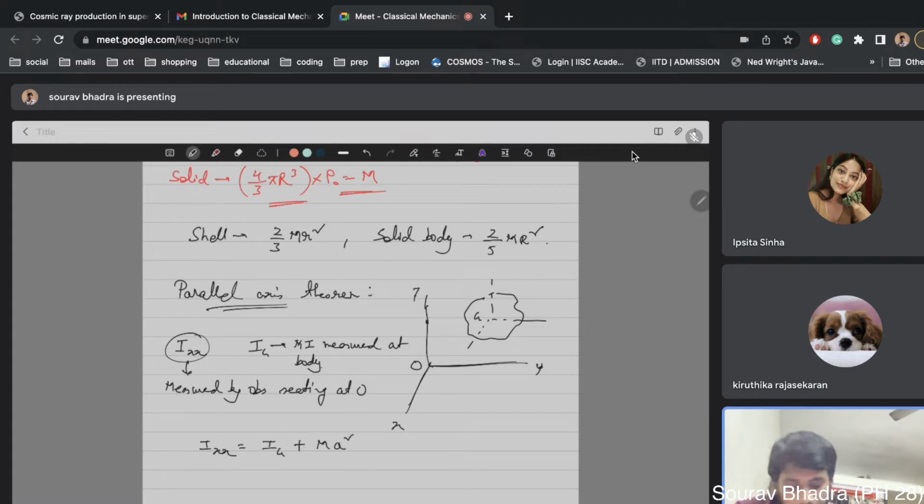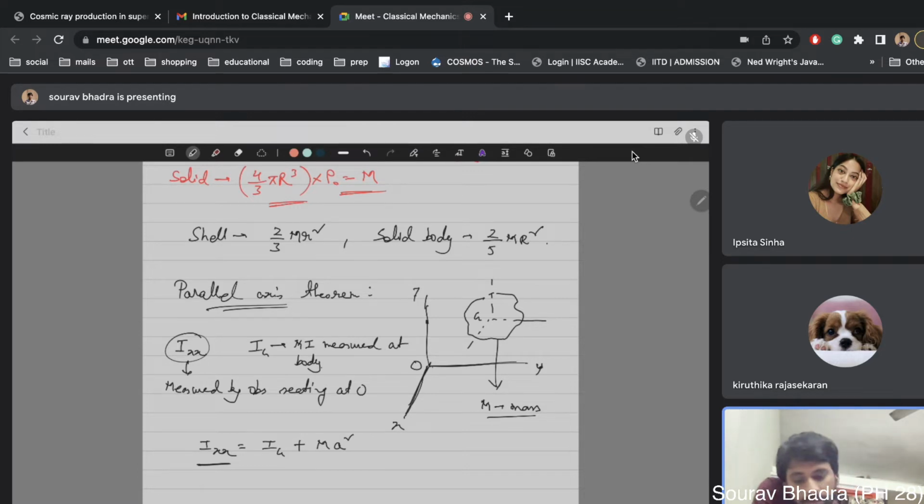So what is m? M is actually the total mass of the body, and a is the distance between the center of mass g from the OX axis. So why OX axis? Because we are calculating Ixx. Similarly, if you calculate Iyy, then your distance a will be the distance of g from the OY axis.